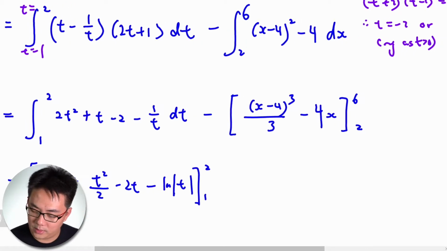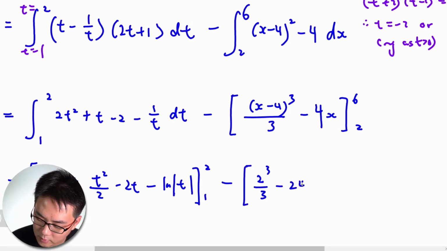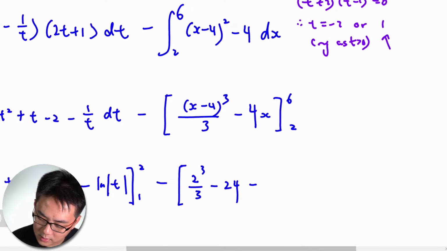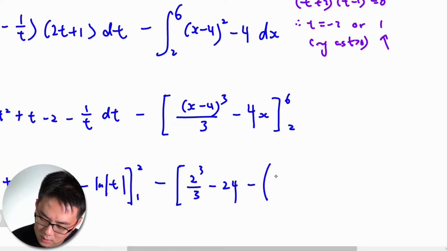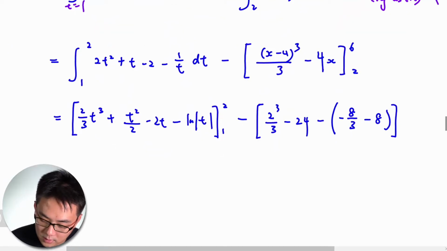Then this will just substitute in. So this is 2 cubed over 3 minus 24 minus minus 2, minus 8, minus 8. So just be mindful of the sign and all. This would be 2 times 3, 8.